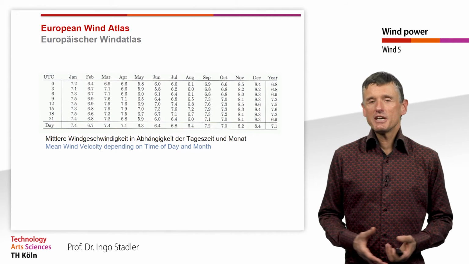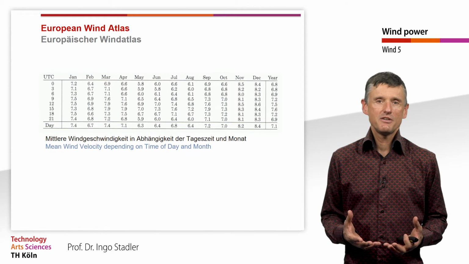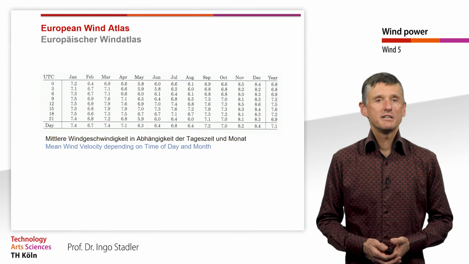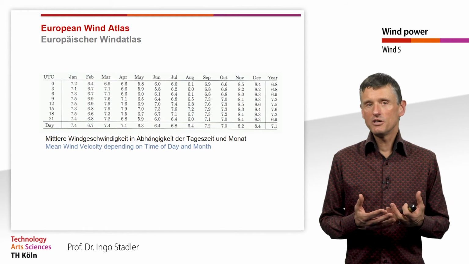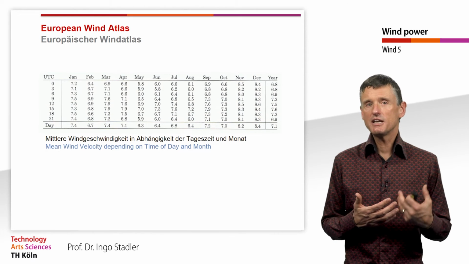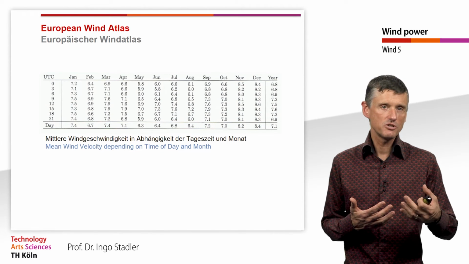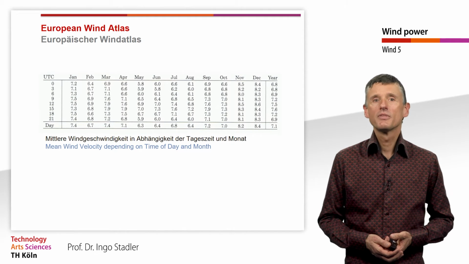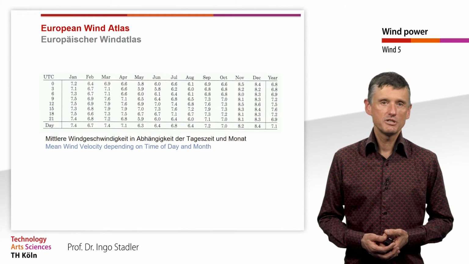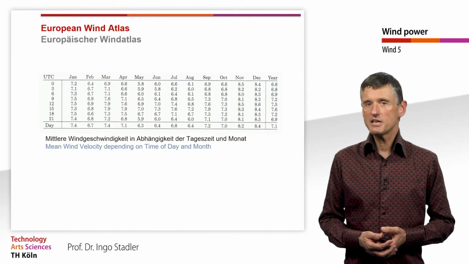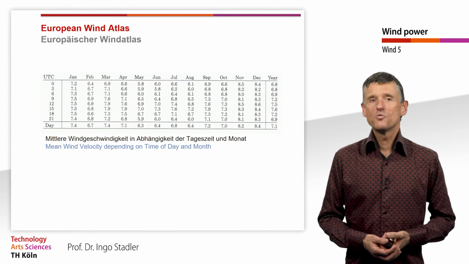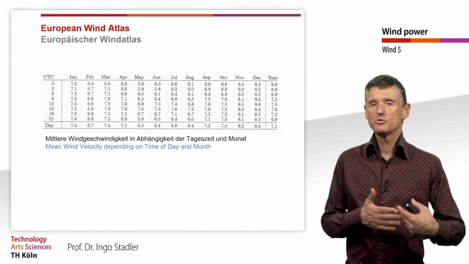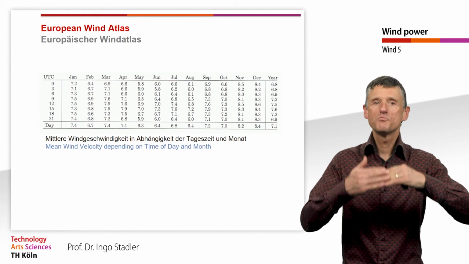Then we also have a table that describes the behavior depending on time of day and time of year. That means on the vertical, we have the time starting at midnight, then 3 o'clock, 6 o'clock, 9 o'clock, and so on until 9 p.m. in the evening. And then on the horizontal, we have all the months from January to December. And then we have the means over the year according to time of day, and also the means per month.